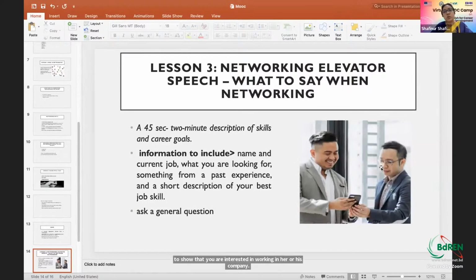The information you can include in your elevator speech is your name and current job, what you are looking for, something from a past experience, and a short description of your best job skill. And at the end, you can ask a general question.